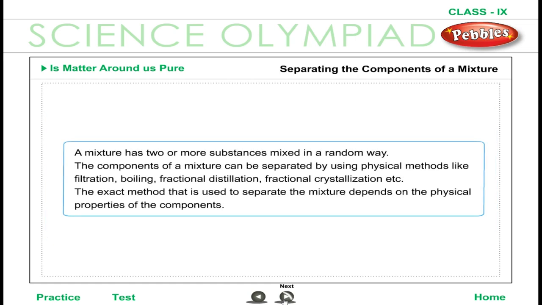Separating the components of a mixture. A mixture has two or more substances mixed in a random way. The components of a mixture can be separated by using physical methods like filtration, boiling, fractional distillation, fractional crystallization, etc. The exact method that is used to separate the mixture depends on the physical properties of the components.